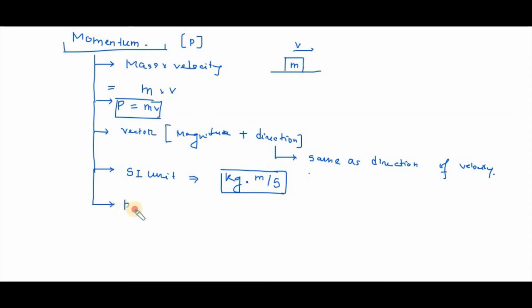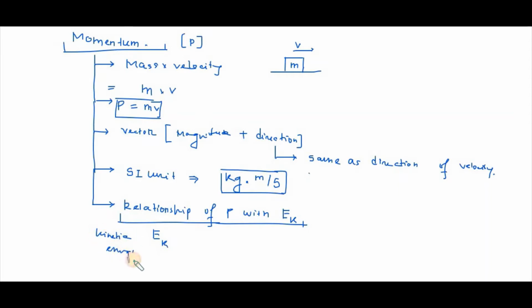Next is the relationship of momentum with kinetic energy. The expression of kinetic energy is Ek equals half m v square.